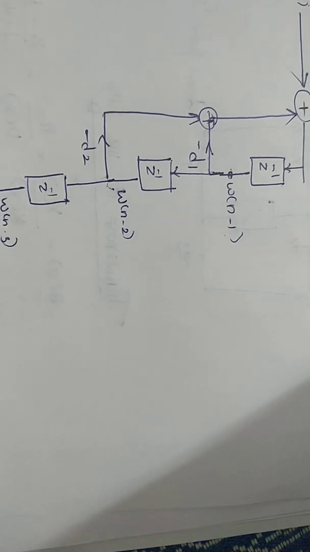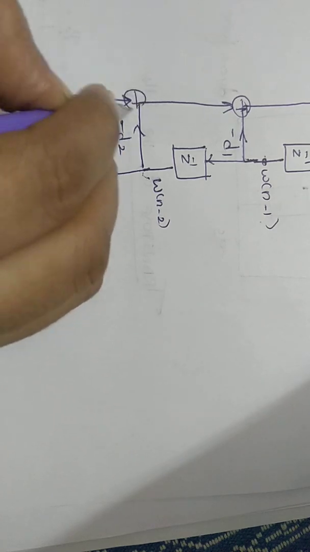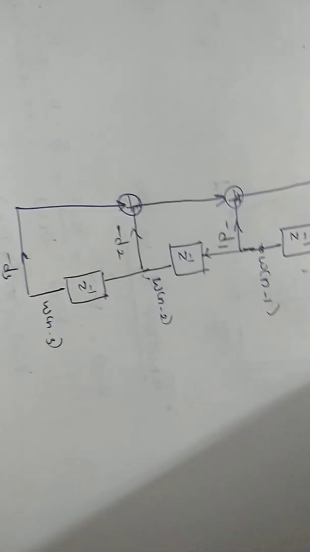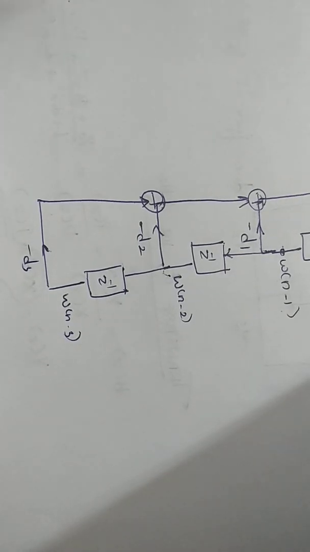Another delay term: w of n minus 3 multiplied with minus d3, and it is added. So, the first part is over. Now consider the second part of the subsystem.